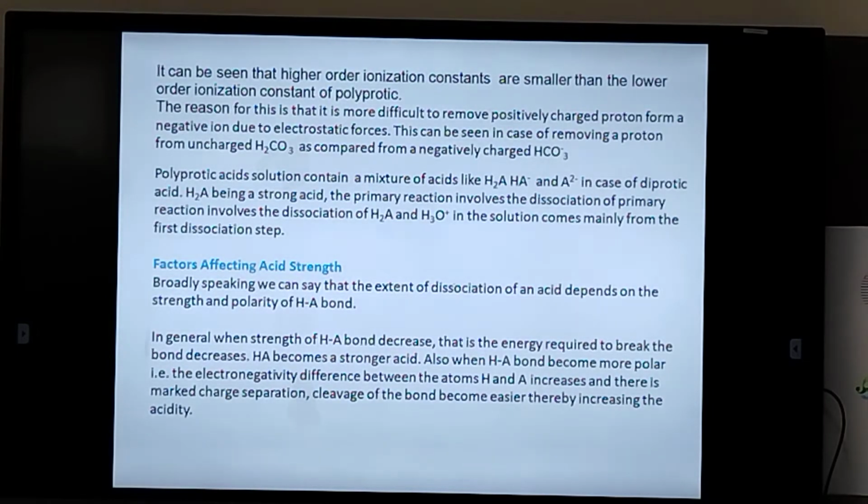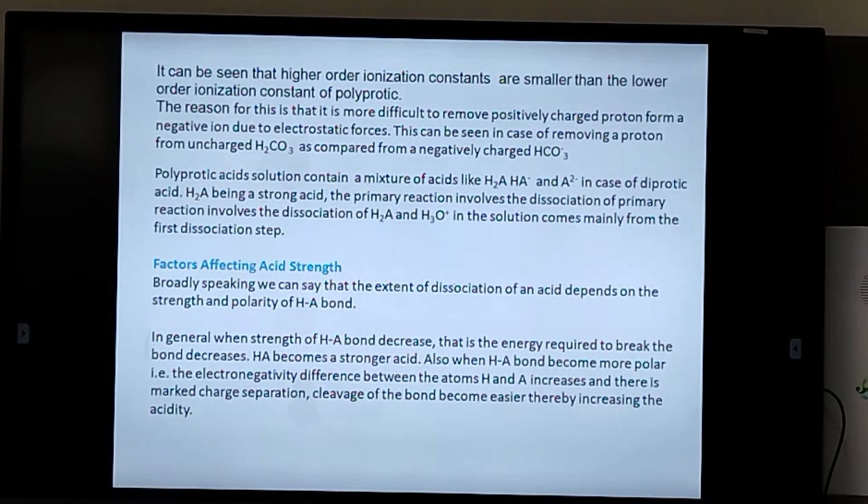It can be seen that higher order ionization constants are smaller than the lower order ionization constants of polyprotic acids. The reason for this is that it is more difficult to remove a positively charged proton from a negative ion due to electrostatic force. This can be seen in the case of removing a proton from uncharged H2CO3 as compared to from a negatively charged HCO3-.